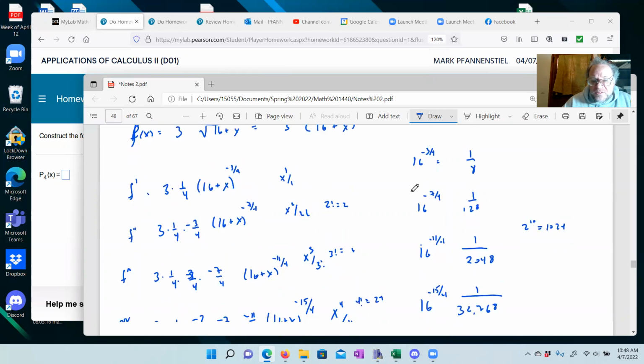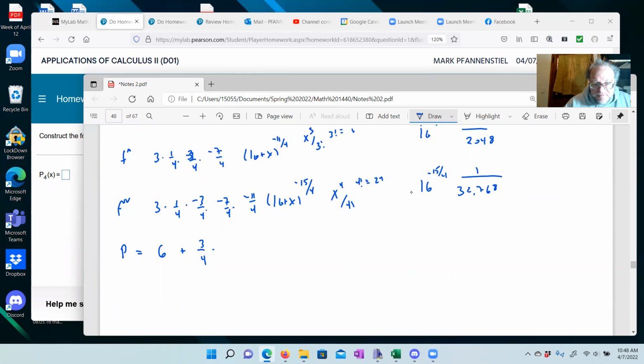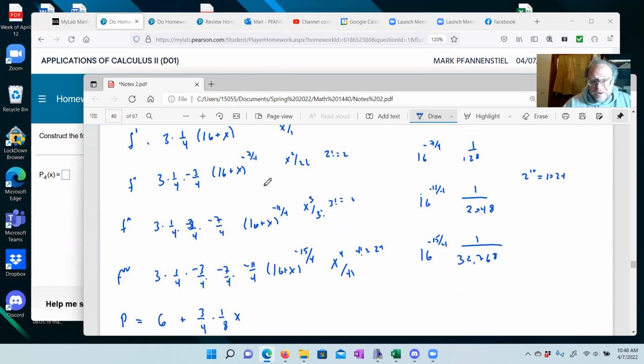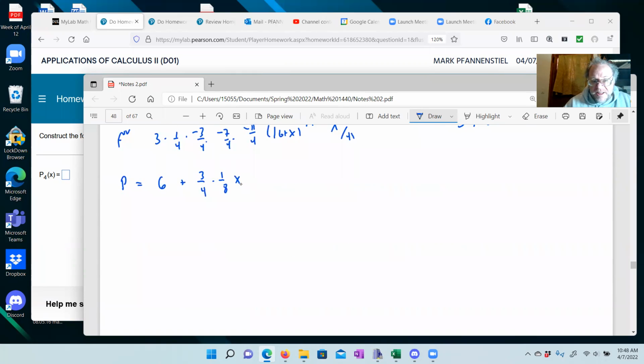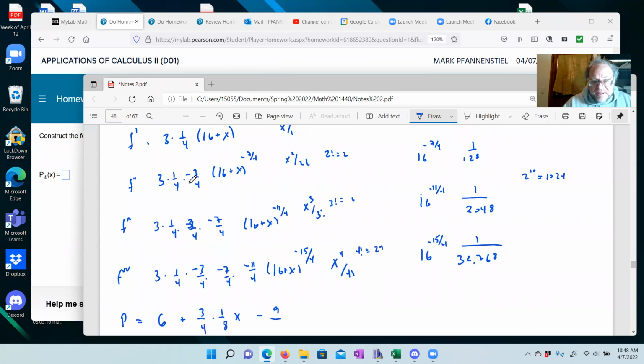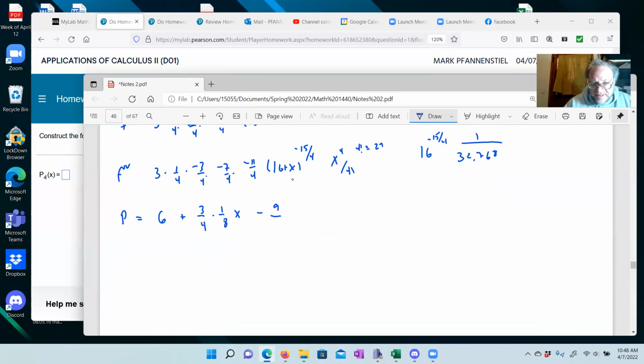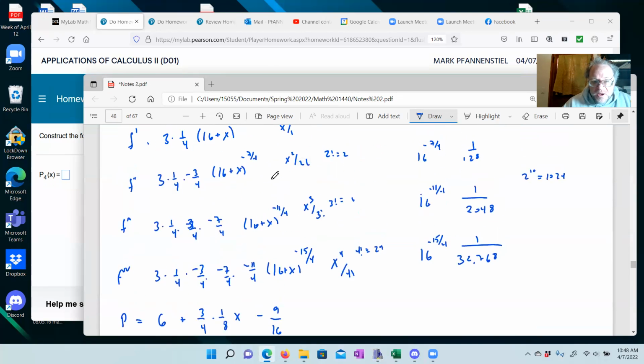16 to the negative 3/4. This is times an eighth. We just have an x, divided by 1, so we don't have to mess with anything. For the second derivative here, we're going to have a negative. So 3 times 3, that's going to be 9. So we have minus 9 over, we have 4 times 4 here, so that's 16. What is my 16 to the negative 3/4 here? That was 1 over 128.